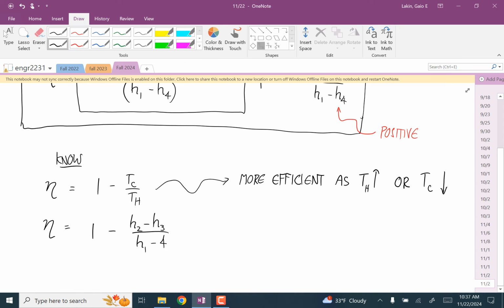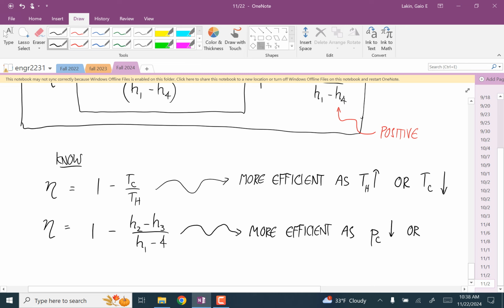And this second one tells us that our cycle is more efficient as the pressure in the condenser goes down or the pressure in the boiler goes up. So remember, those are important practical facts that we've figured out from this.